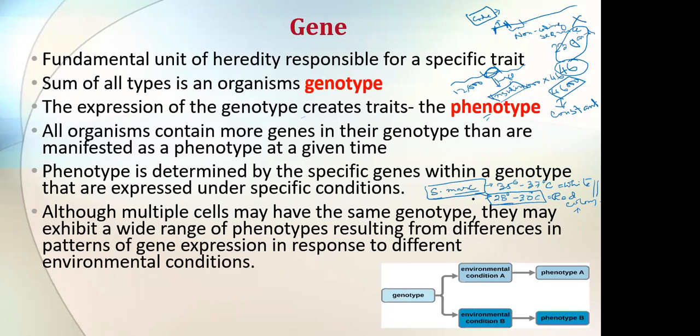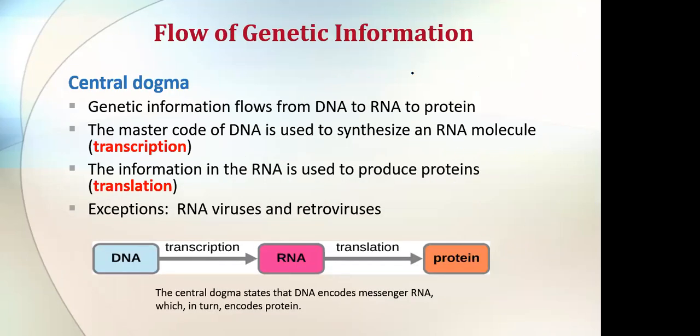So in this case, I hope you understand that the genotype remains constant, but due to the difference in temperature, the temperature has an effect on that genotype. So basically, the phenotype changes based on the environmental condition. So genotype is constant, but phenotype is not. Now, the flow of genetic information, how genetic information actually flows. That's the first function of DNA.